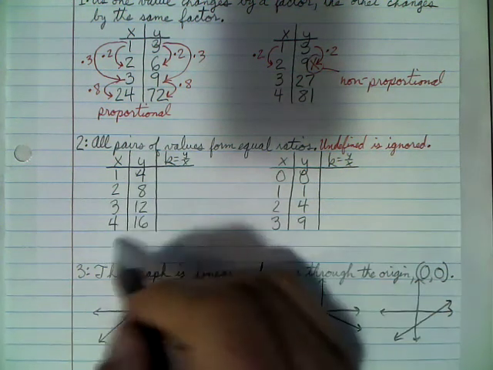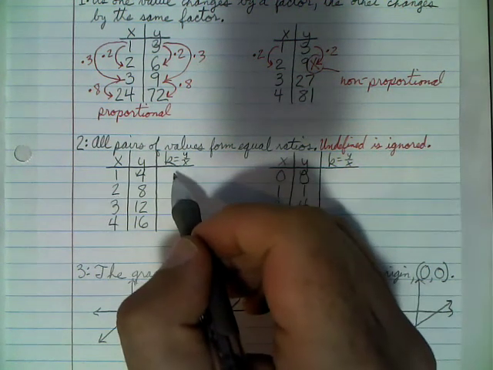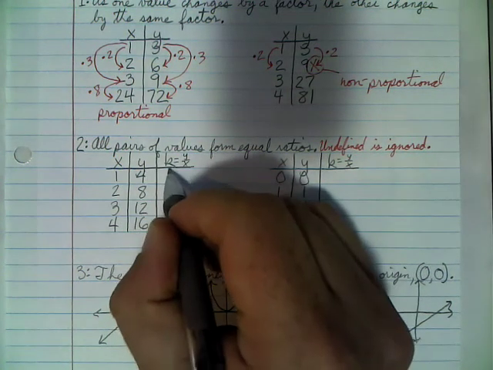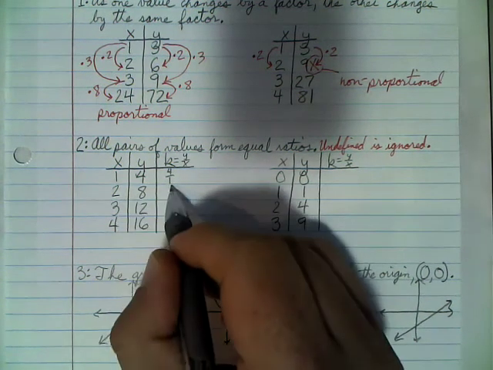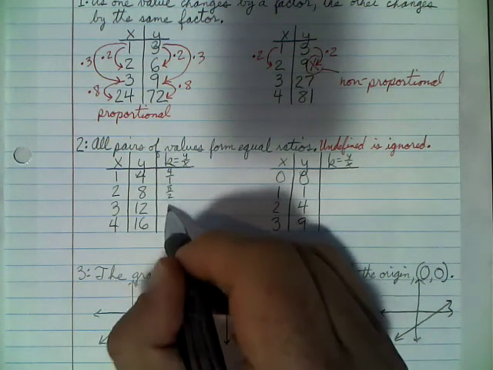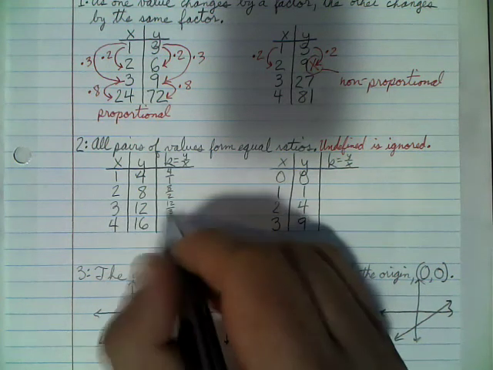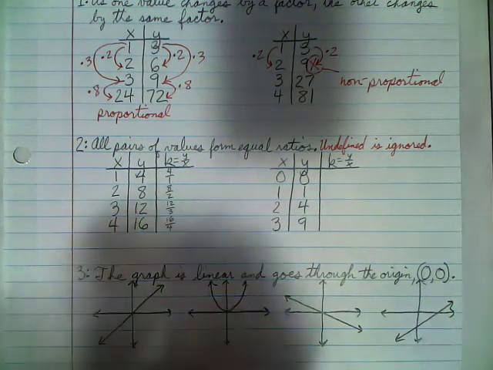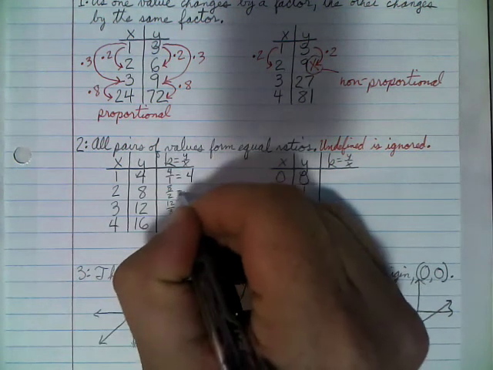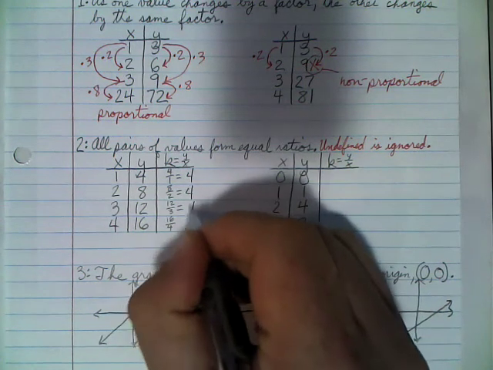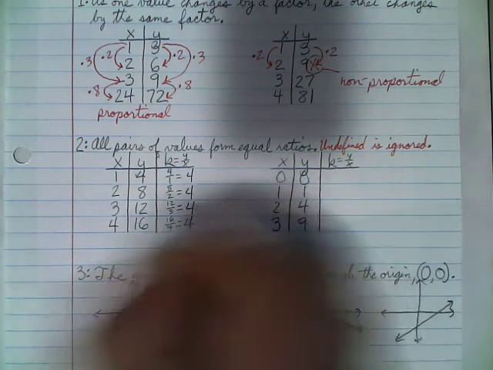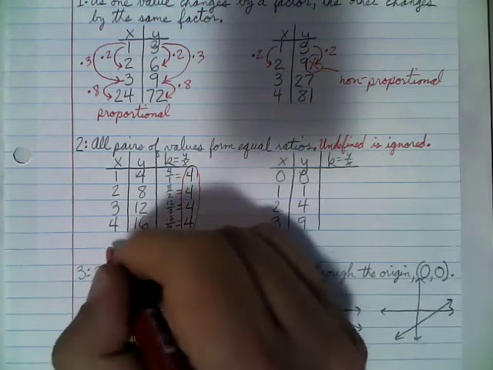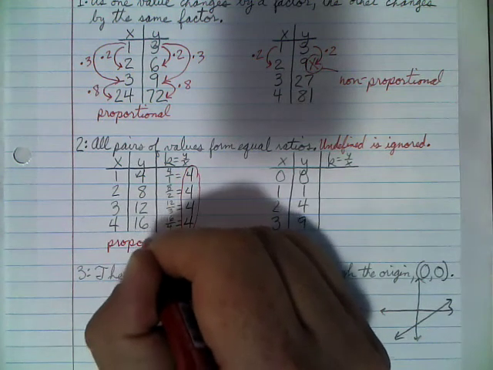So if I've got this table of values here, our ratios are always going to be y over x. So this would be 4 over 1. Here I would have 8 over 2. This would be 12 over 3. And the last one would be 16 over 4. And now if I go through and simplify those, 4 over 1 is 4. 8 over 2 is 4. 12 over 3 is 4. 16 over 4 is 4. And since these are all equal, this sure enough is proportional.